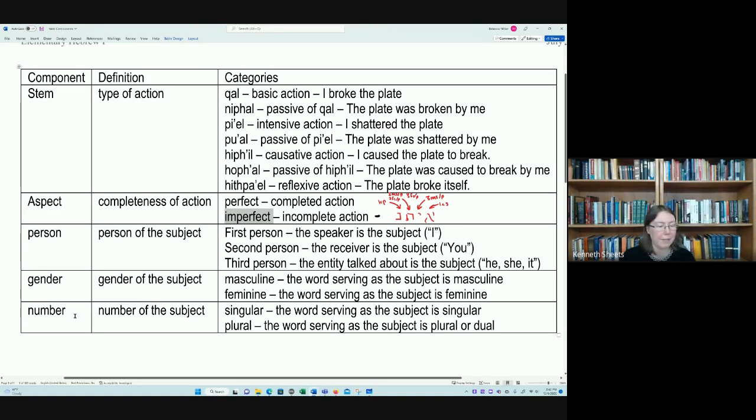And then we have number, singular or plural. So singular, the word serving as the subject is singular. Plural, plural for verbs has a tendency to absorb both the plural and the dual for the subject there. So plural would indicate that the word serving as the subject is either plural or dual. And so those then are the components of Hebrew verbs.